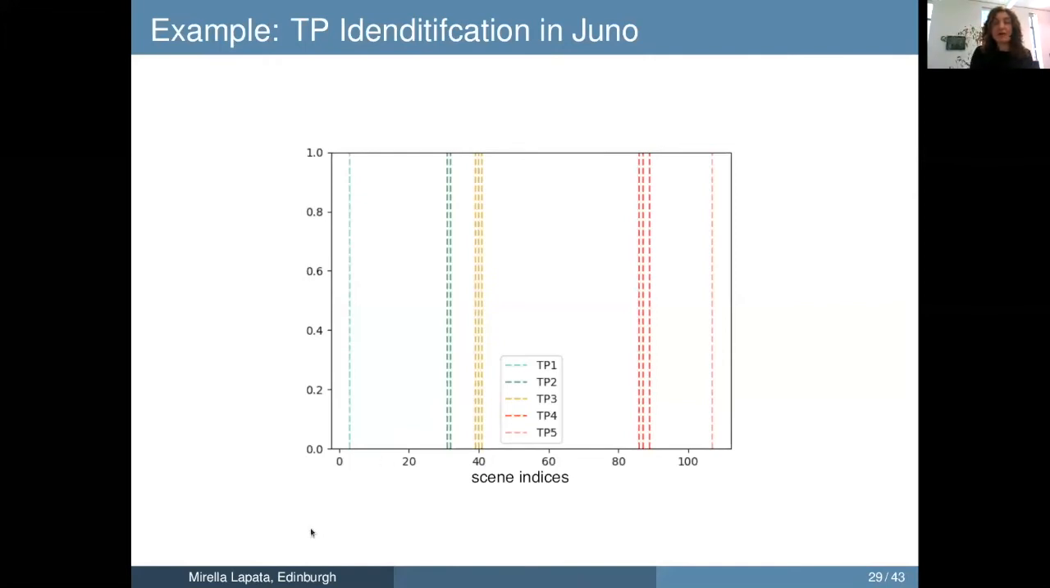So this graph shows the movie Juno. These are the scene indices, so the number of the scenes in the movie. And you see that there's a lot of scenes, more than 100 scenes. And the different dashed lines indicate the different turning points. So these are gold standard turning points, and you want a model to hit these. I mean, not exactly, but you want them to be in that area.